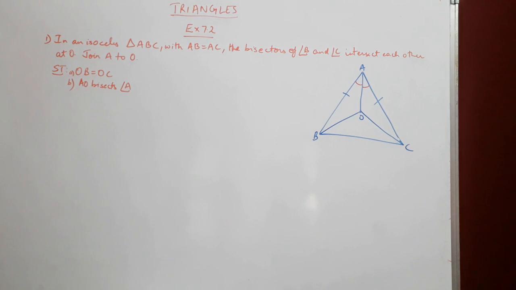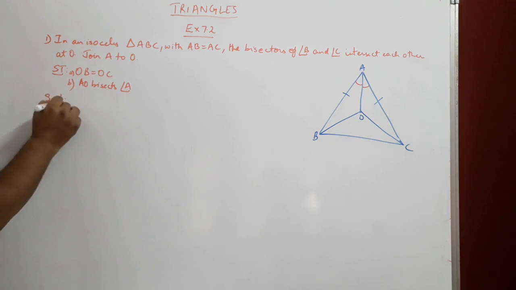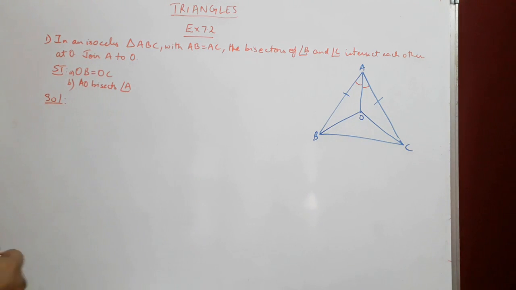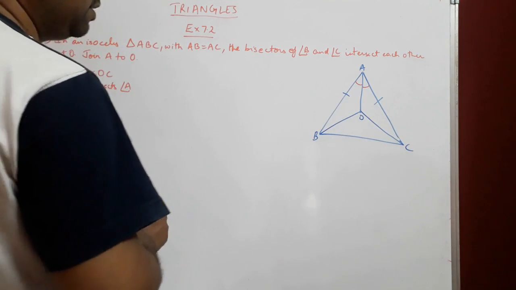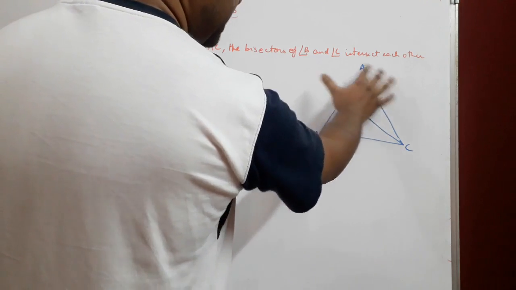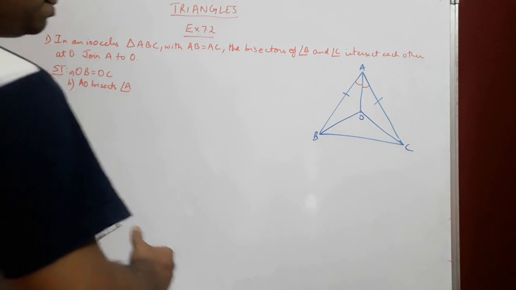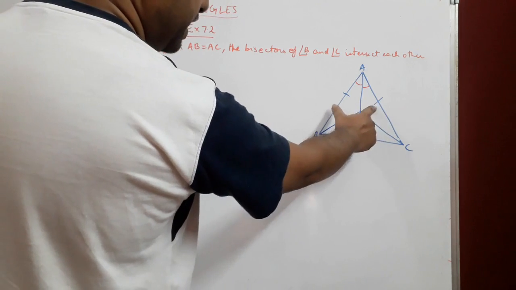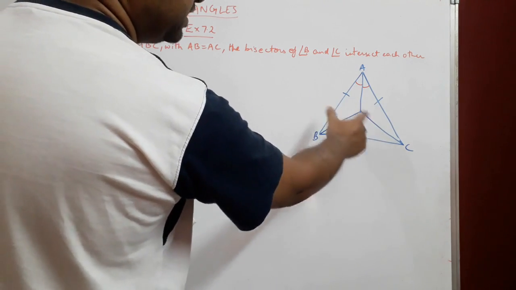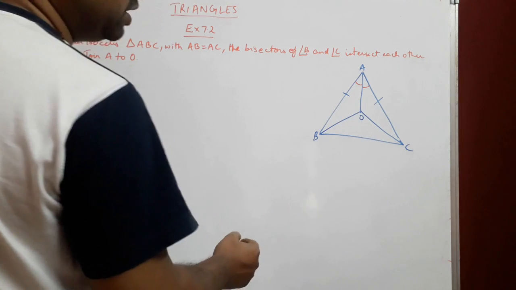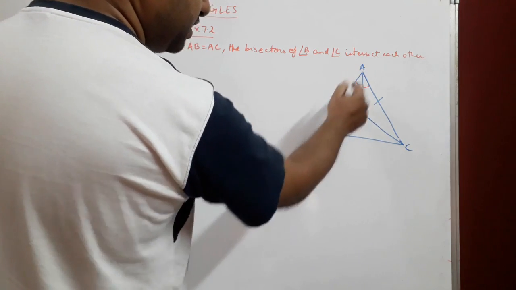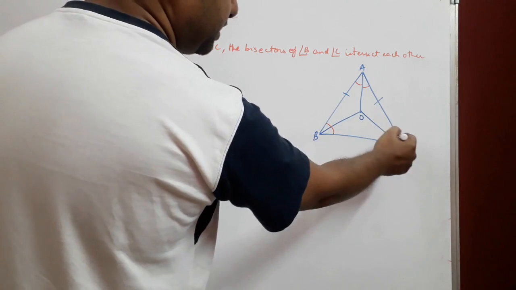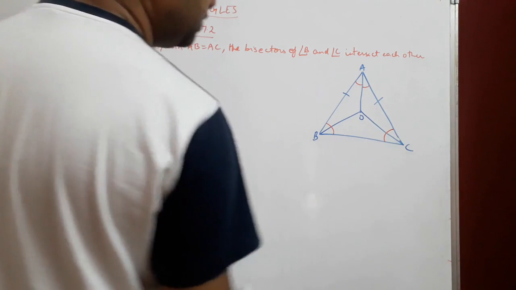So let us begin with what we have been given, starting with the solution. We have been given that AB is equal to AC. If AB is equal to AC and this is an isosceles triangle, that means the angles opposite to these equal sides also have to be equal. That means angle ABC and angle ACB are equal to each other.